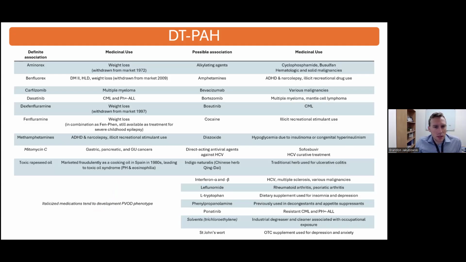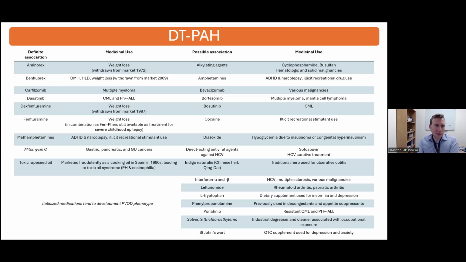I've created this to subdivide definite and possible associations of pulmonary arterial hypertension with these drugs. On the left-hand column, you can see these are the medications we have firm evidence that they are associated with the development of PAH. And these medications primarily include a lot of these weight loss supplements. You see Aminorex on here, Benfluorex, dexfenfluramine, and fenfluramine, previously available in fen-phen, as a large contributor to pulmonary hypertension in the early 90s. Thankfully, a lot of these medications have since been withdrawn from the market.